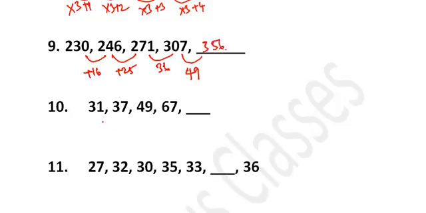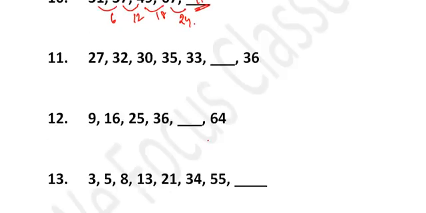Then go through the next problem, friends. What is given in the next problem? Try to find the difference. This is 6, and the difference is 12, and here the difference is 18. So the differences are 6, 12, 18. The next difference would be 24. 24 plus 67, so the answer will be 91.